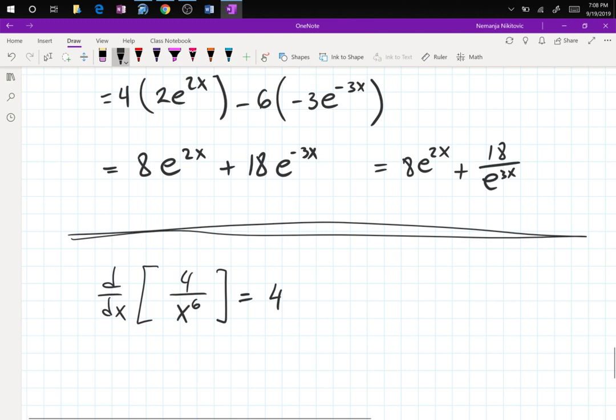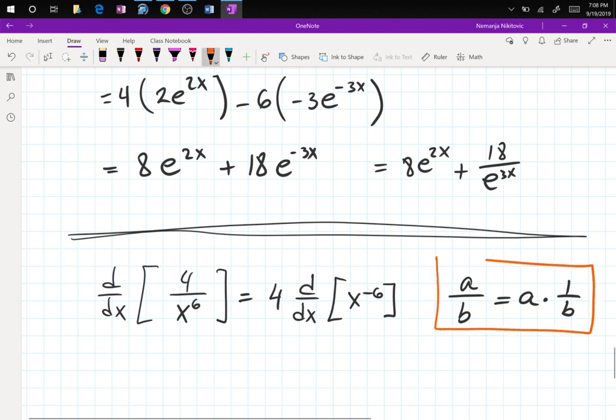Guys, you are now in Calc 1. This is the last train for you to learn that a over b is the same as a times 1 over b. This number in the numerator can be peeled off. And if it's a constant, it gets kicked out in front of the derivative, and you have to worry about just x to the negative 6. So let me put this nugget of ancient wisdom over here in a box, right?